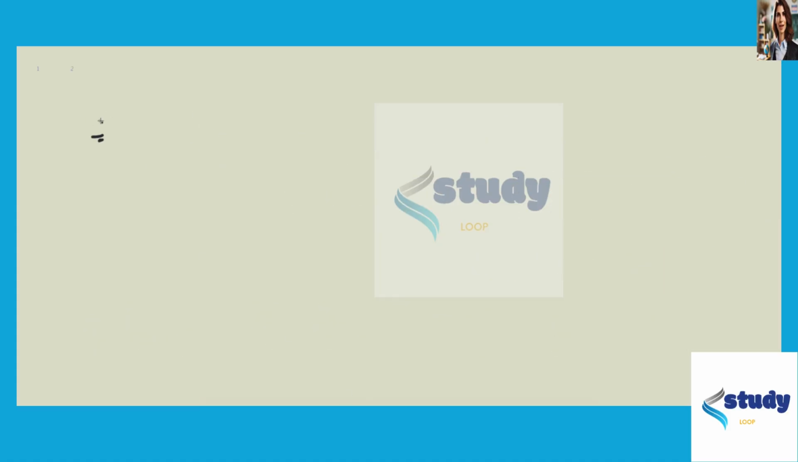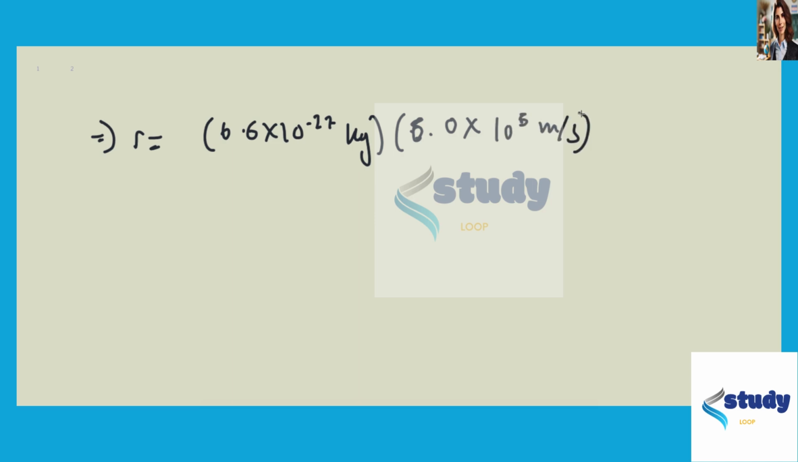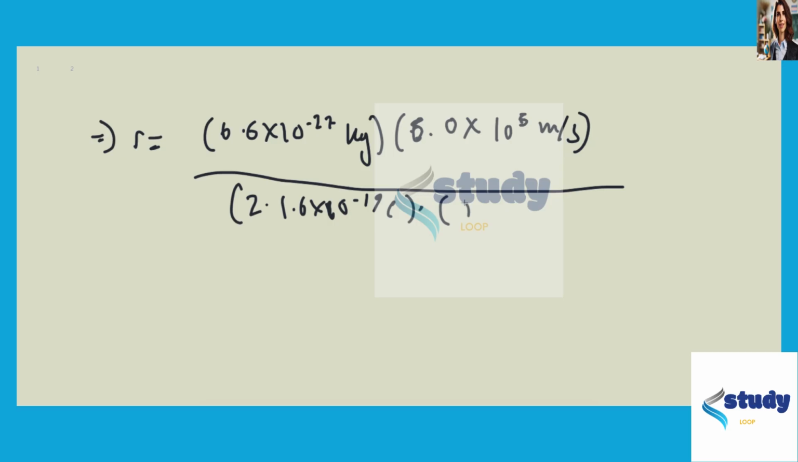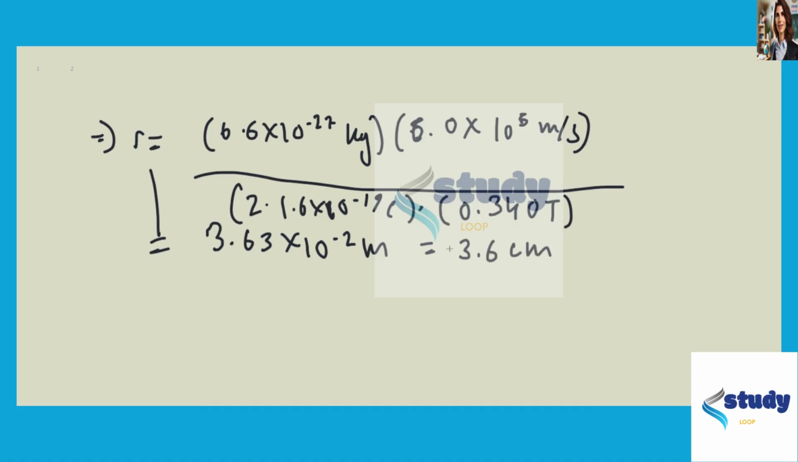And so plug in the values. We have r equals mass, 6.6 times 10 to the negative 27 kilograms, times velocity, which we found to be approximately 6.0 times 10 to the 5 meters per second, over charge, which is 2 times elementary charge, 1.6 times 10 to the negative 19 coulombs, times B, the magnetic field strength, which is 0.340 tesla, giving a radius of curvature of 3.63 times 10 to the negative 2 meters. In other words, 3.6 centimeters.